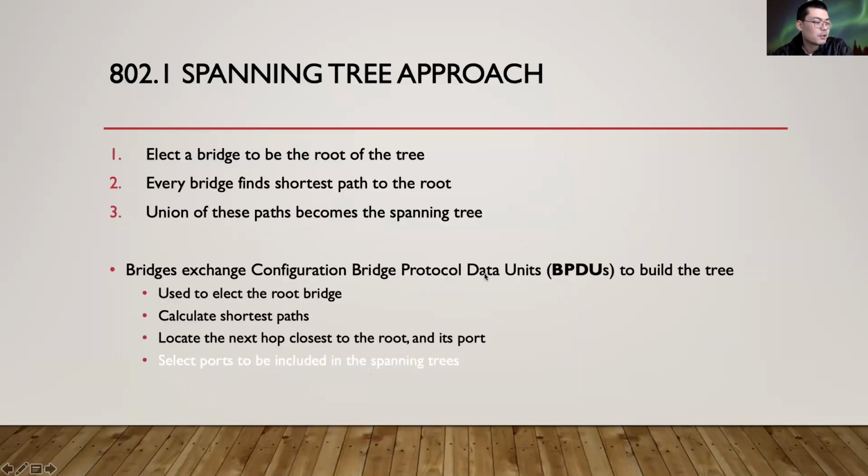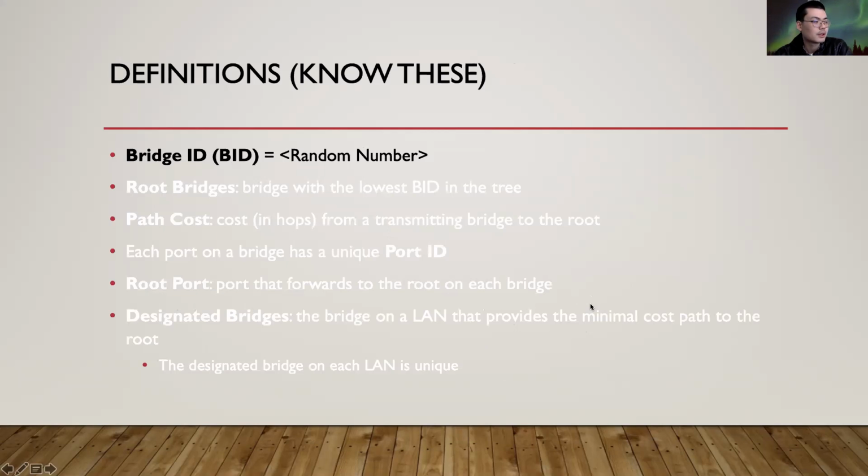One important thing is that these bridges are initially isolated. You don't want to configure them manually, because they will exchange these BPDUs to configure themselves. How to achieve these steps? What should be the structure, the protocol format, for what to transmit between these bridges? That's what we are talking about.